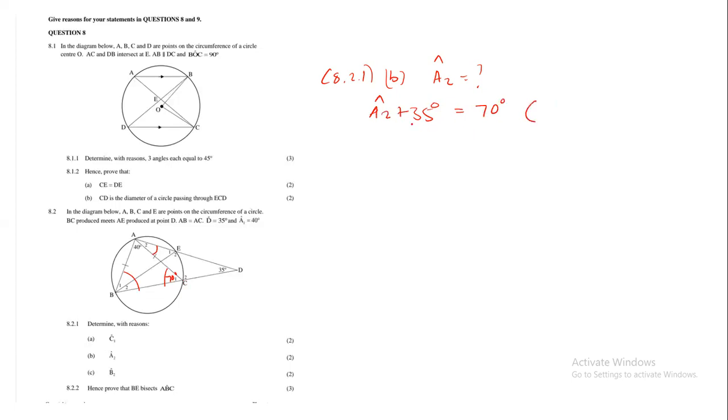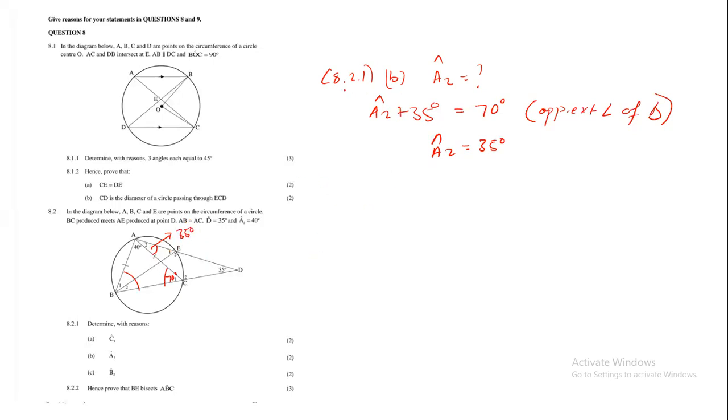Then what is my reason for doing this? We're talking about the opposite exterior angle of a triangle. Now that means angle A2 in this case is going to be equal to how much? I'm going to say 70 degrees minus 35 degrees is equal to 35 degrees. So angle A2 will also be equal to 35 degrees. That's how we determine angle A2. Fair enough for 2 marks. So this angle over here is equal to 35 degrees.